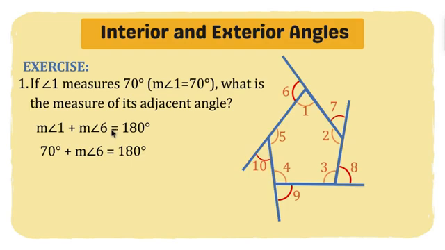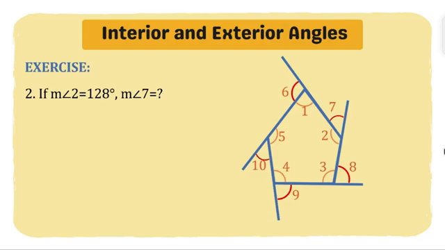Now, we know that angle 1, the measurement of angle 1 is 70 degrees from the given. Okay? Therefore, paano natin malalaman yung measurement ni angle 6? What operation are we going to use involving this 180 degrees and 70 degrees? Yes, correct. All we have to do is to subtract 180 minus 70 degrees. Therefore, our answer is 110 degrees. Okay, now let's have number 2.